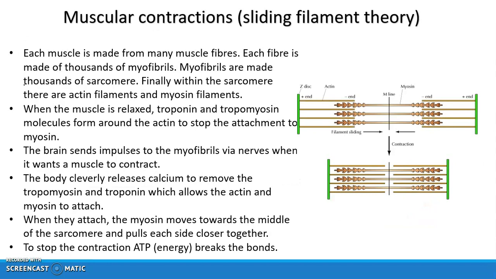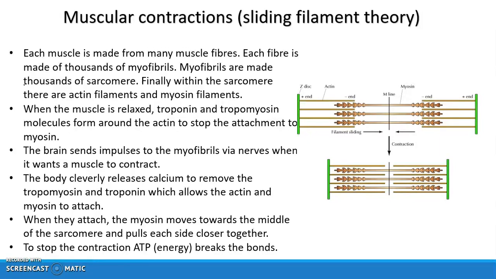Sliding filament theory. Each muscle is made up from many muscle fibers. Each fiber is made of thousands of myofibrils. Myofibrils are made from thousands of sarcomeres, which are the basic unit of striated muscle tissue. Finally, within the sarcomere, there are actin filaments and myosin filaments.